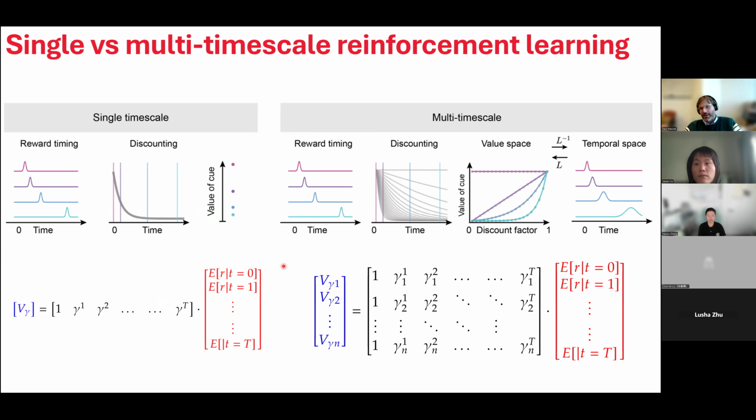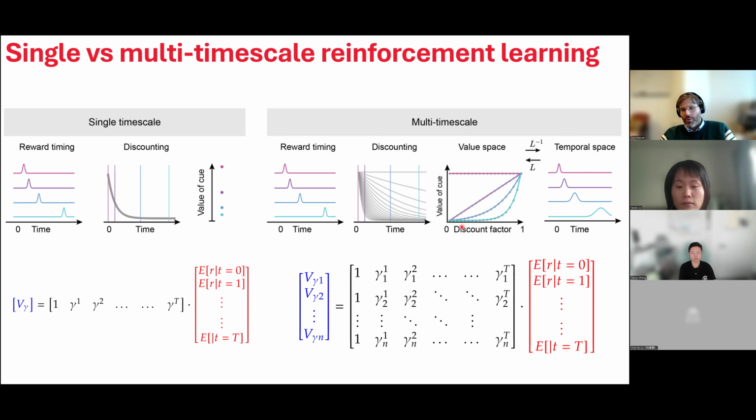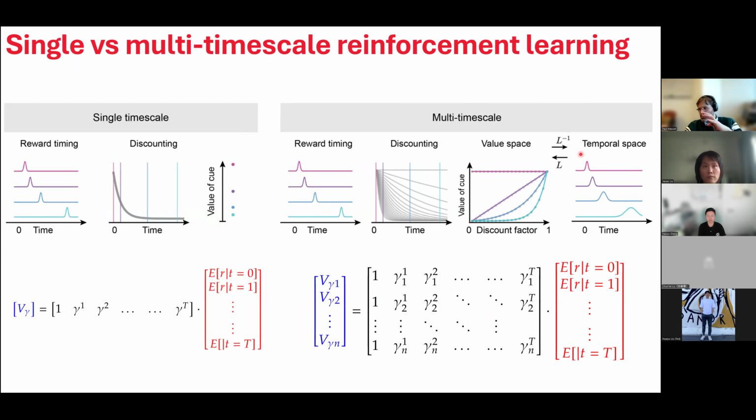But once you go to the multi-timescale view, you're in this matrix form, where you have a vector value estimate at different discounts for the same expected future value into the future. Now if you can invert this matrix and go the other way, you can recover the temporal space from the value space. This is the idea of the Laplace transform, or a Z transform if you're in discrete space. You can go from the value space to the temporal space because you have this vector representation. That's the key advantage in multiple timescale systems.